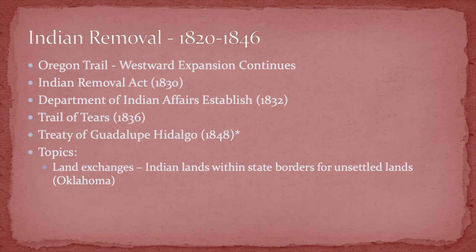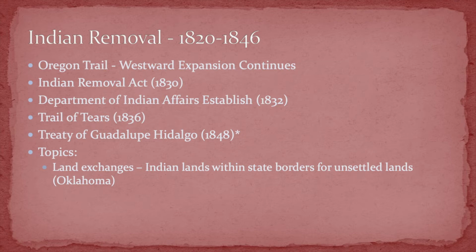That 26-year period was an Indian removal period. And during this time, and we've already talked about why, there was lots of westward expansion going on. We had the Oregon Trail that was happening, so people were moving from the East Coast all the way to the West Coast, and by this time it had been well established.